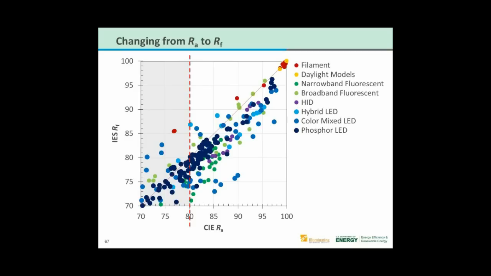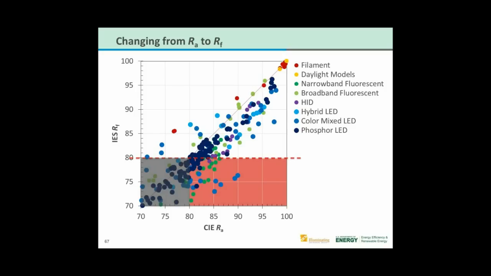If we see our previous criteria was CIE-RA of 80, all the sources in the gray didn't meet that criterion. If we would simply change to a criterion of RF must equal 80, we end up with the sources in gray here not meeting that criterion. So all these sources in red previously met the criterion, but no longer would. The sources in gray don't meet either, and the sources shown in green now meet the criterion, but wouldn't have previously. So in setting new criteria, there's always going to be some change in these sources that met the criteria or didn't meet the criteria.